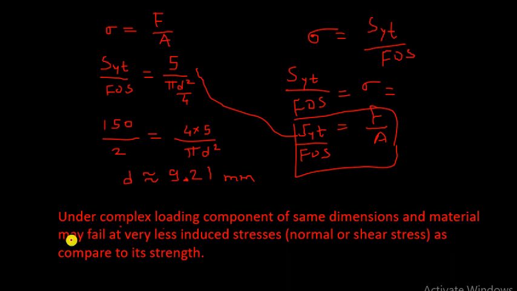Here you can find that under complex loading, a component of the same dimensions and material may fail at very low induced stresses, that is normal or shear stress, as compared to its strength. But in a simple loading condition, if we consider FOS equal to 1, we will get the maximum induced stress nearly equal to SYT. So that is the basic difference between complex loading and simple loading.